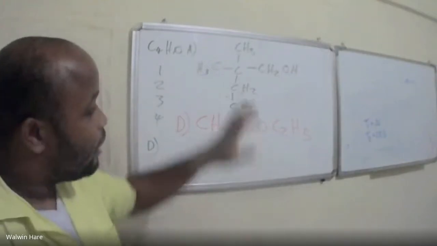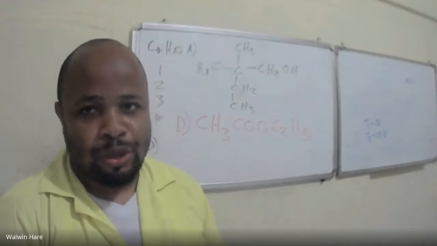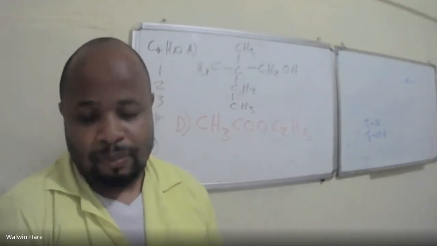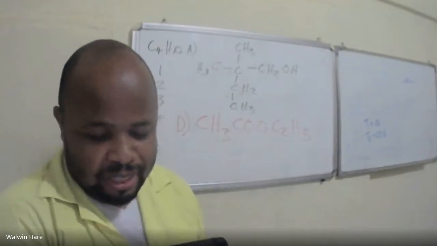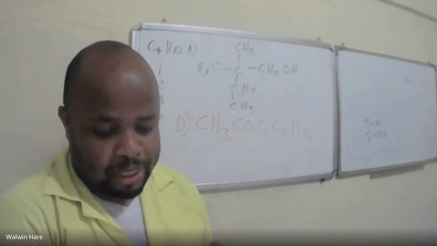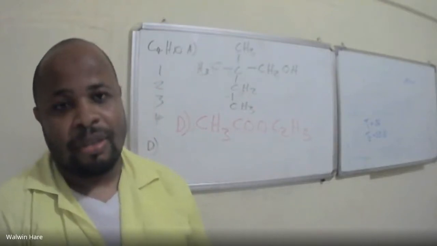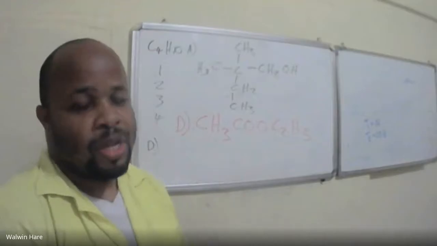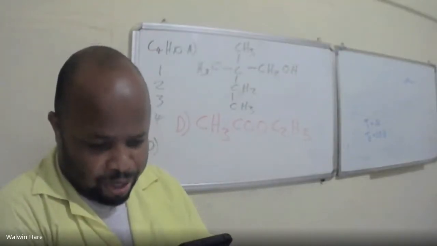Statement three says this compound is reactive with sodium. Is it? Yes, because it's an alcohol. And the final statement says it is not reactive with acidified potassium dichromate. Is that correct? No, because we know that alcohols are oxidized by potassium dichromate.